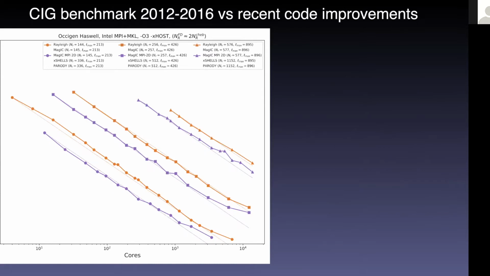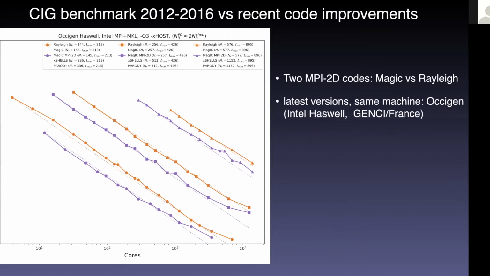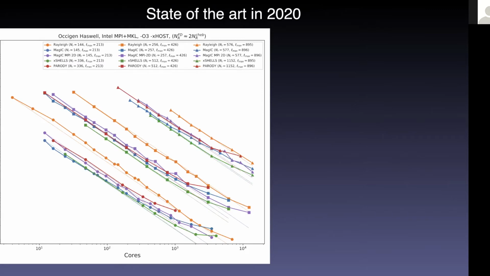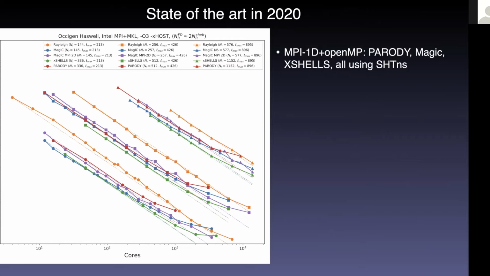So now if I take two MPI 2D codes, MAGIC versus Relay, again latest versions, again on free run sizes. Here, the difference between those two MPI 2D codes mostly owes to the use of SHTNS, which shows how important it is to use this library in order to perform the spherical harmonic transform on this kind of problem. And now the full graph here has all the codes that we could have access to and make those graphs.